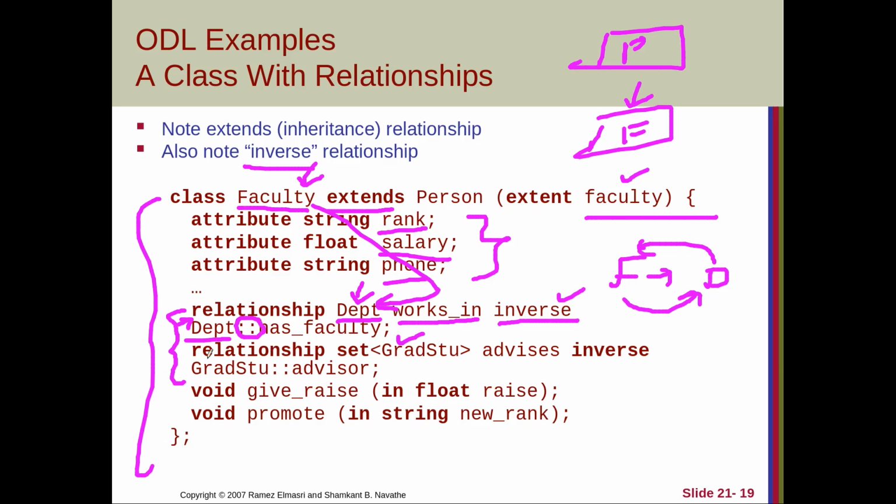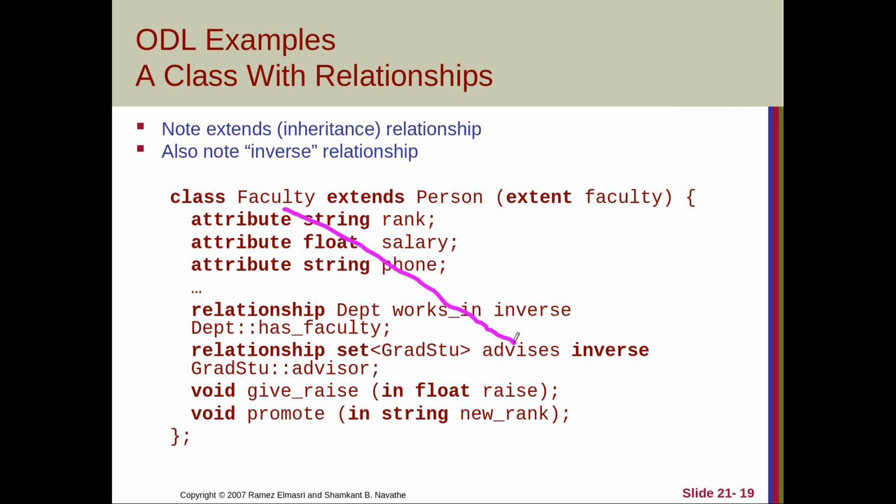Then you can see another relationship keyword, then set of graduate students. This is a class, a set of graduate students, grad stud, that is another class, and that class will have some objects. So set of graduate students means the set of students belongs to this class, advisors. Okay, so how will the relationship be?